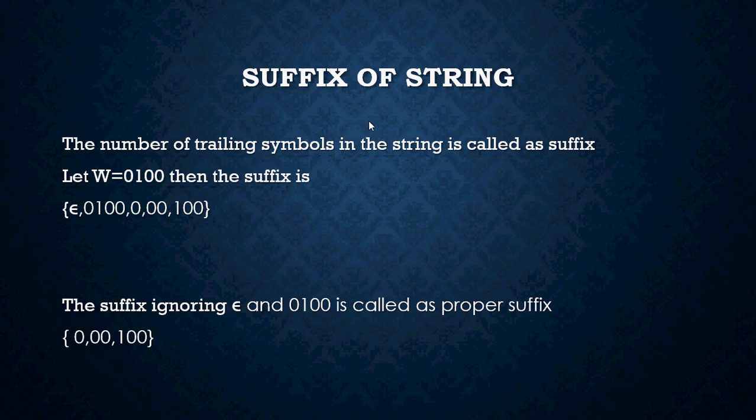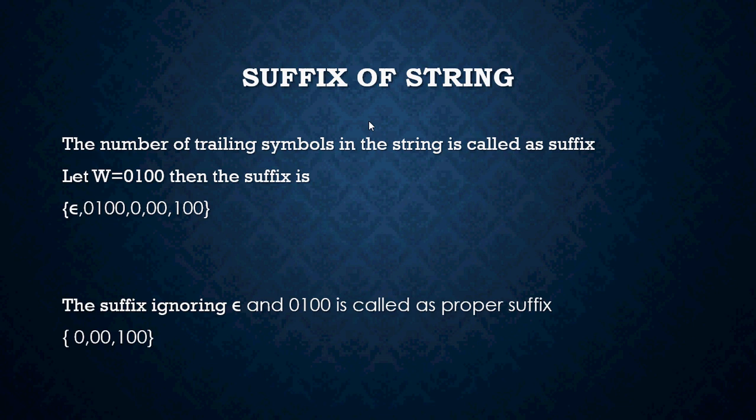Now, what is meant by suffix? All the trailing symbols of a string are called a suffix. For instance, when you take a string W equal to 0, 1, 0, 0, the suffixes are all the trailing symbols. The trailing symbols come from the right end. So you can have epsilon, 0, 00, 100, 0100.